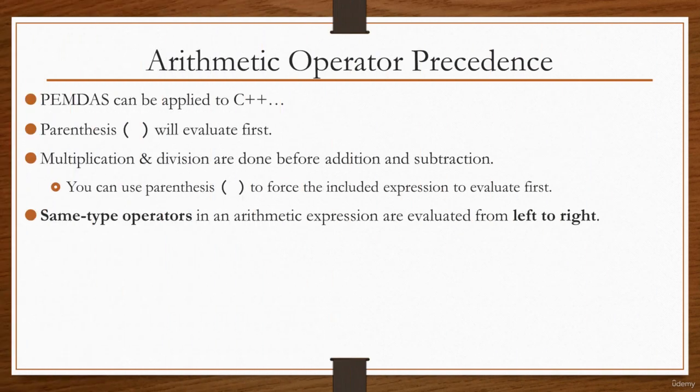Okay, you can basically use that PEMDAS acronym in C++ as well, because whatever is in brackets or parentheses, in other words, will be evaluated first. Multiplication and division is done before addition and subtraction. You can use the brackets or the parentheses, in other words, to force the included expression to evaluate first. Now what if we have the same operators in an expression? Well, same type operators in an arithmetic expression are evaluated from left to right.